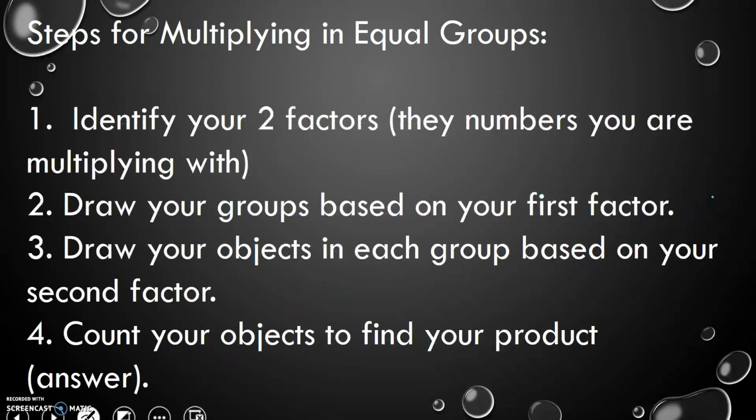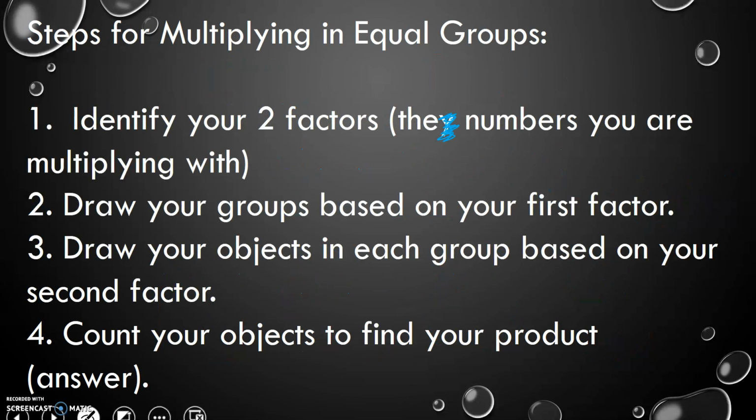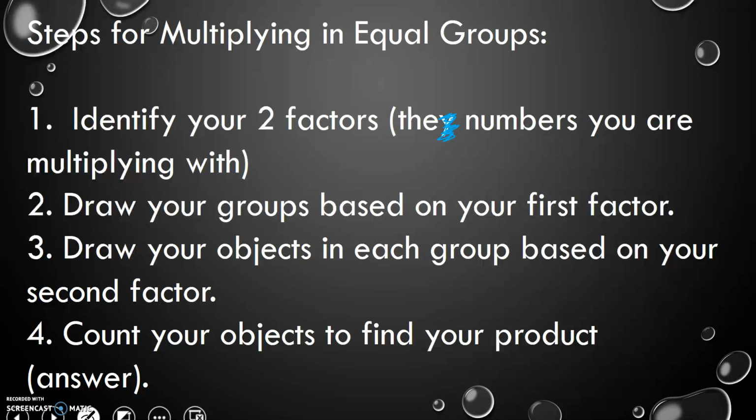So let's take a look at our steps. First, you identify your 2 factors, the numbers you are multiplying. Next, you draw your groups based on your first factor, first number, just like we did in the previous problem, the 4. Next, you draw your objects in each group based on your second factor. Here we drew 3 in each group, and I like to use those X's. Circles are also pretty easy to do. And then finally, you count your objects to find your product or the answer.